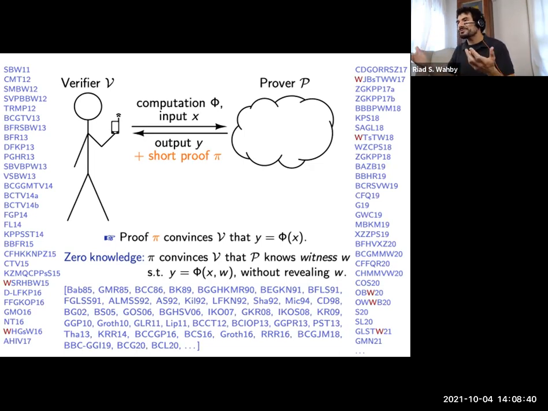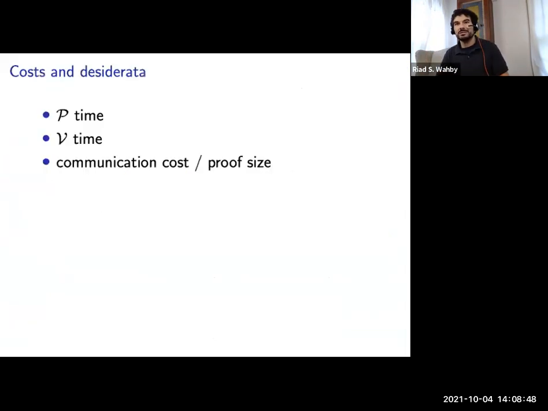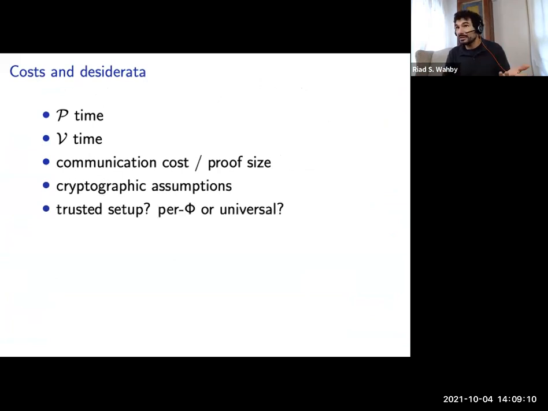But one of the things that comes from having so much different work in this area is, how do we compare these things? How do we start to get a handle on what's different and what's the same? So we can think about some of the axes along which we can differentiate these systems. One obvious one is cost: the computation for the prover and the verifier, and the communication between them, or the proof length if it's a non-interactive proof. We could also distinguish by cryptographic assumptions and by whether the system requires a trusted setup or some pre-processing of the statement, the phi, and we'll see more about what all of these things mean.